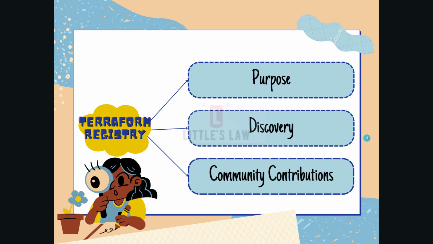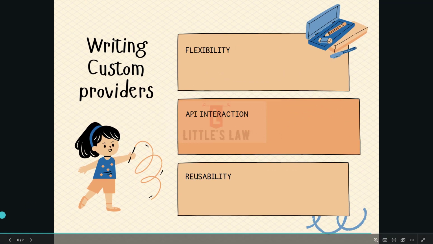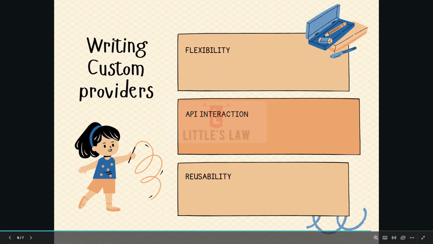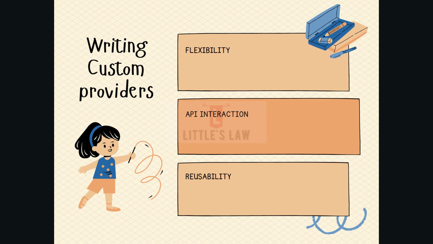Finally, let's move to the last slide, which is writing a custom provider. The first thing is flexibility. If a specific provider is not available in the registry, users have the flexibility to write their own custom providers. API interaction involves defining how Terraform interacts with the APIs of the target service. Then reusability: custom providers can be shared and reused within organizations or the broader Terraform community.